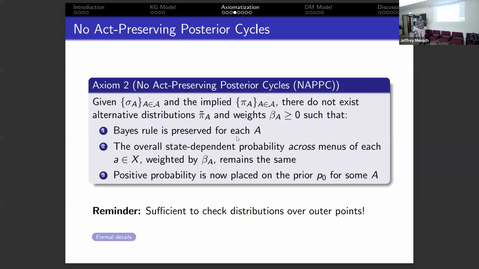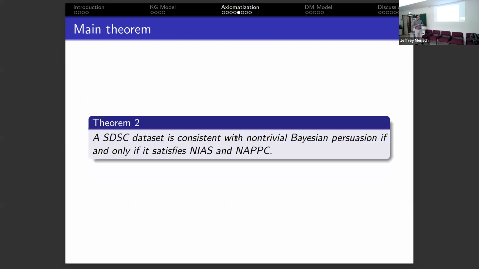Because I'm preserving Bayes' rule as well as the conditional probability of choosing each action conditional on the state, the expected utility for the sender should remain the same overall. The fact that I'm now putting positive probabilities somewhere where it's not supposed to be means that somehow I have lost utility when I'm not supposed to have lost utility. So something has gone wrong. But let's go into some more details on this.